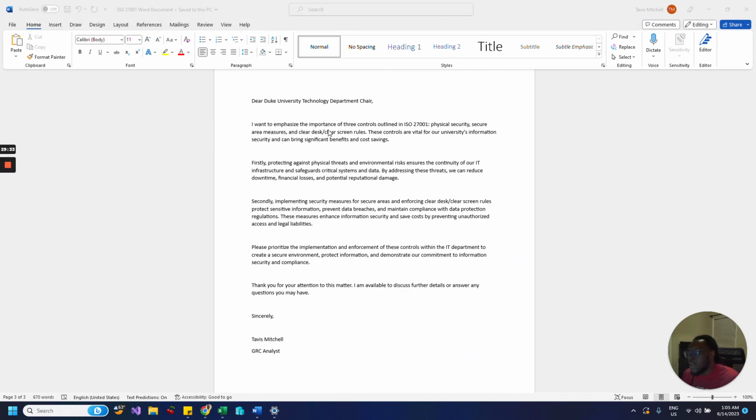I want to emphasize the importance of 3 controls outlined in ISO 27001: physical security, secure area measures, and clear desk, clear screen rules. These controls are vital to our university's information security and can bring significant benefits and cost savings. Firstly, protecting against physical threats and environmental risks ensures the continuity of our IT infrastructure and safeguards critical systems and data. By addressing these threats, we can reduce downtime, financial losses, and potential reputational damage.